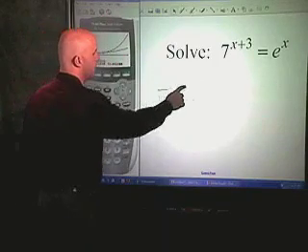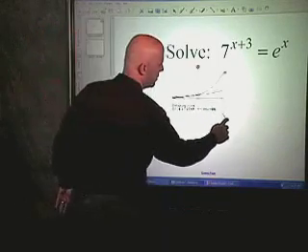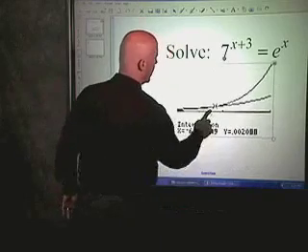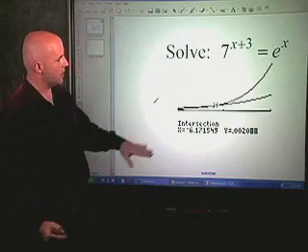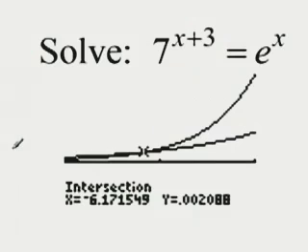So we drag that over. Make that graph a little bit bigger. So using our graphing utility, we can see that the solution set for this equation will be -6.17.